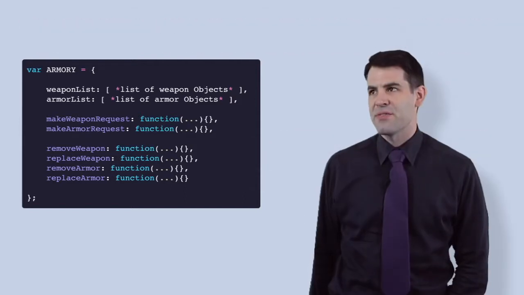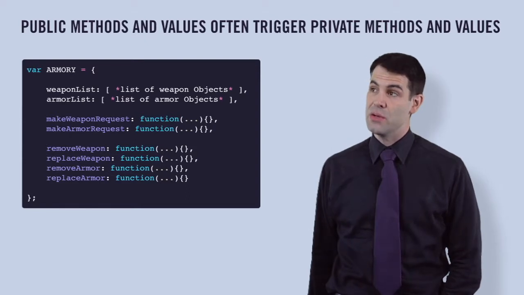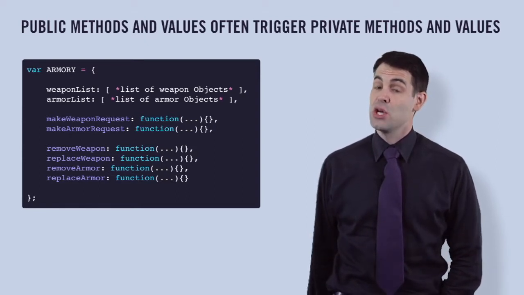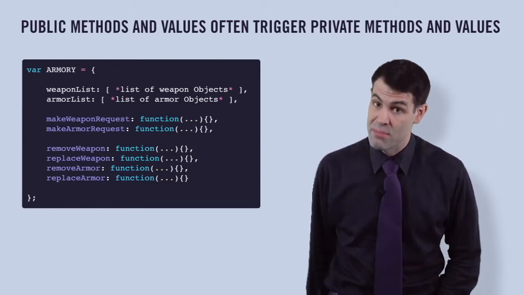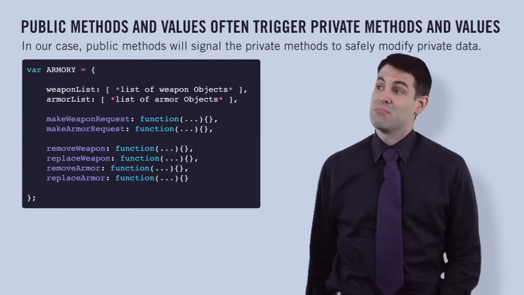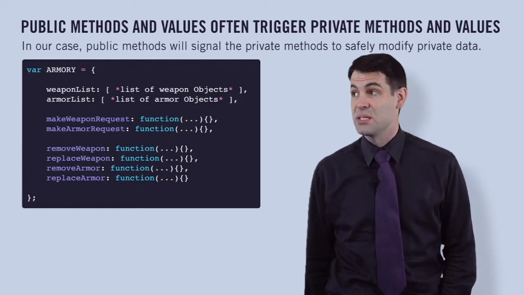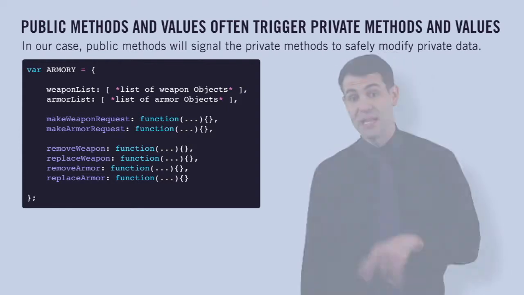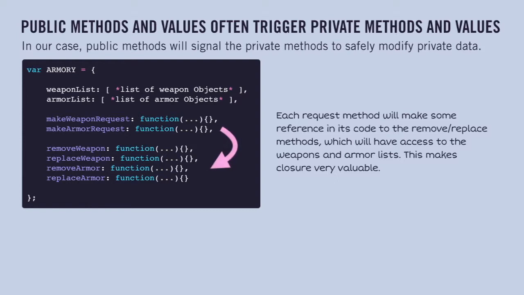This is an excellent case of how public methods and values often and sometimes should be triggering the use of private methods and values. So in our case, our public methods are going to signal the private methods to safely modify the private data. Here you can see each request method, meaning make weapon request and make armor request, each of those is going to make some reference in its code to the remove replace weapons. Those are going to have access to the weapons and armor lists. That makes closure very valuable.